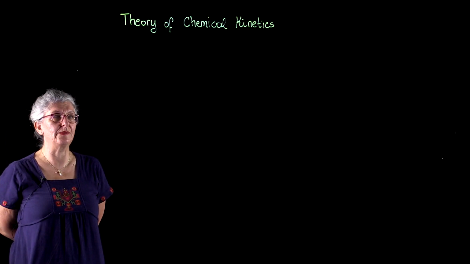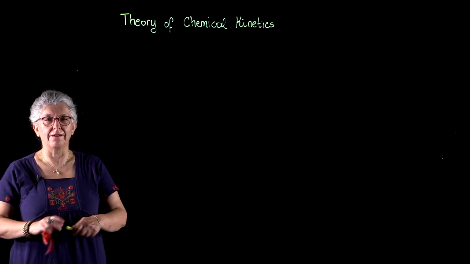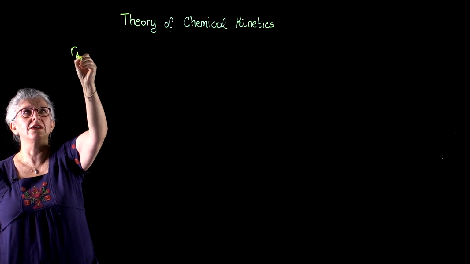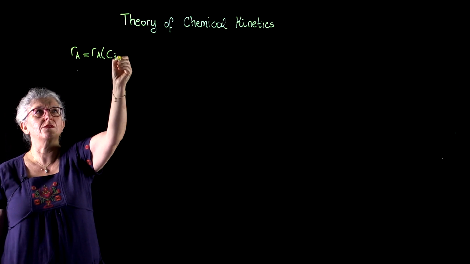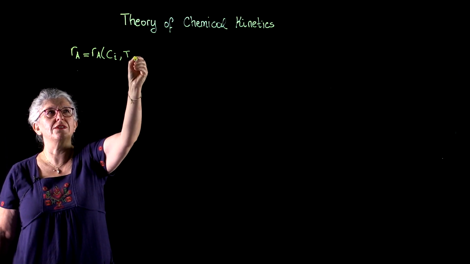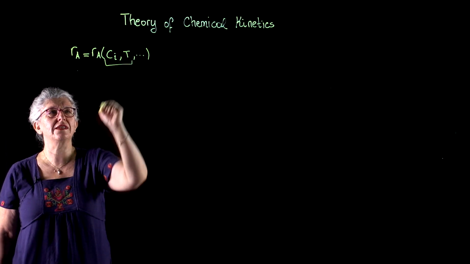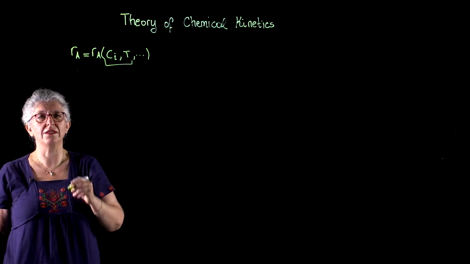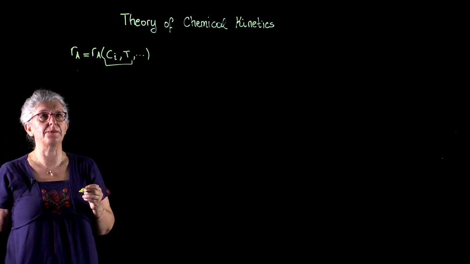In this video, we will discuss the basic theory of chemical kinetics. What we have been writing as R sub A so far is a function of concentration of all the species, temperature, and a few other factors. We will first discuss the contributions of concentration and temperature on the rate of formation or disappearance of species A.